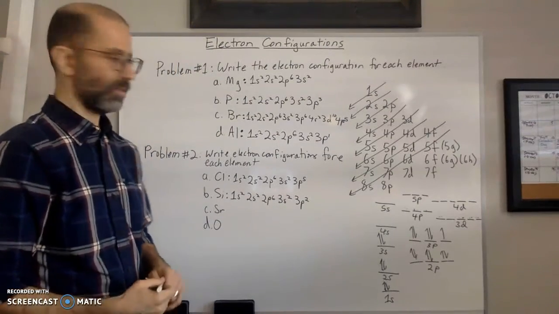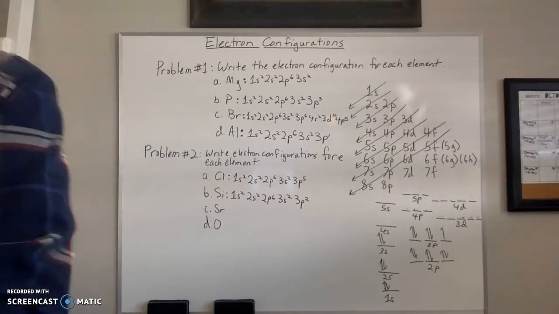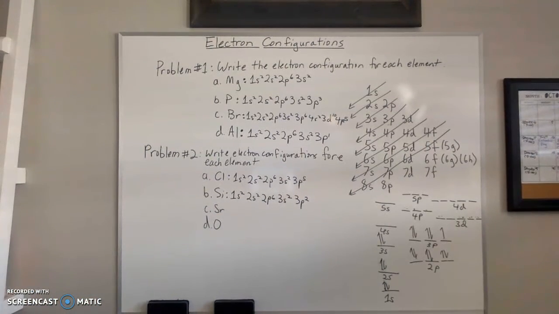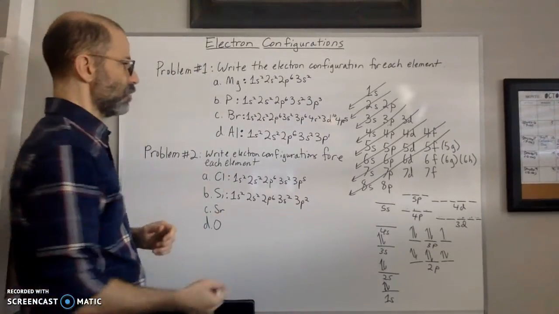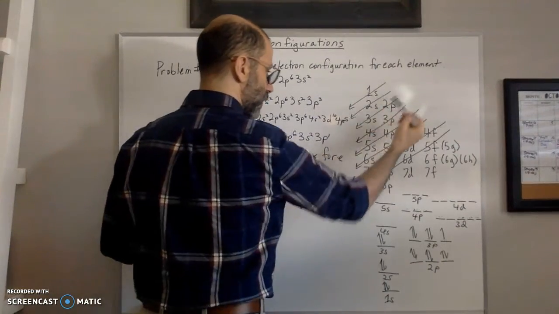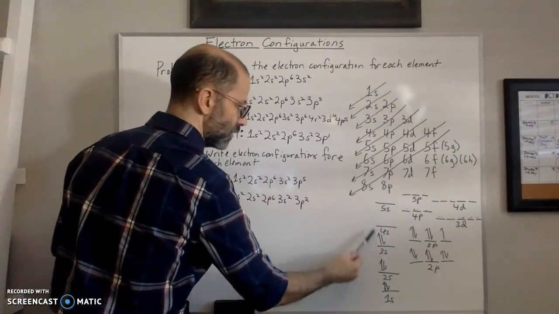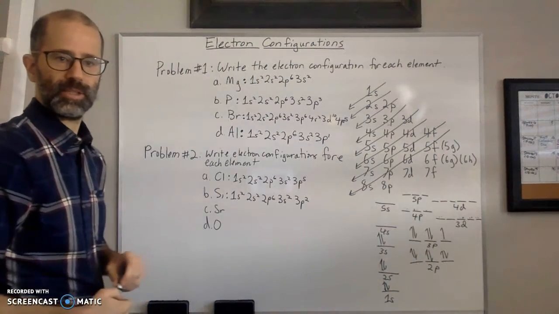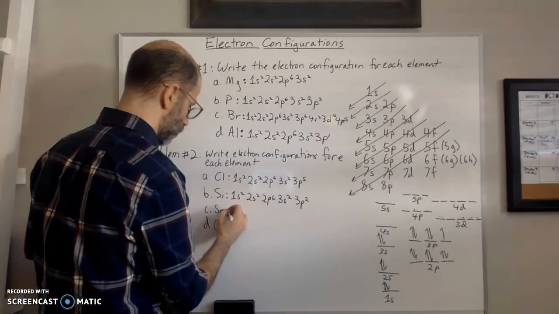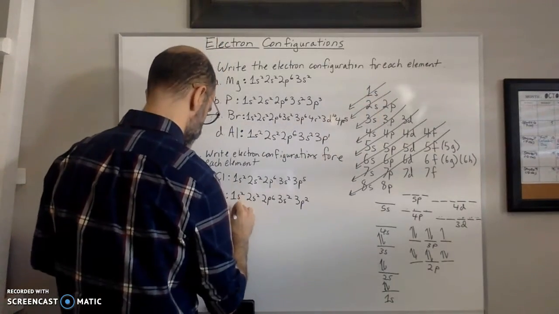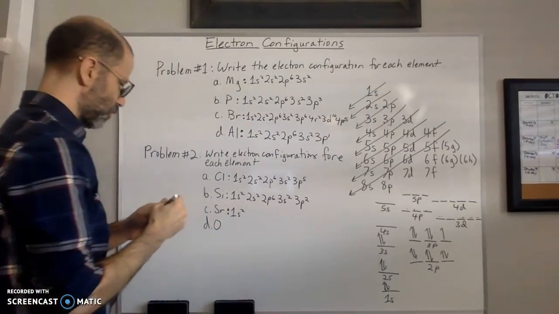Okay, what about strontium? Strontium is, let's see, where are you? 38 electrons. So we have 38 electrons. So we could go through this until we hit 38, or we could go through this until we hit 38. Either way is good. So we can go through this way. So 1s, 1s2. And we keep going.